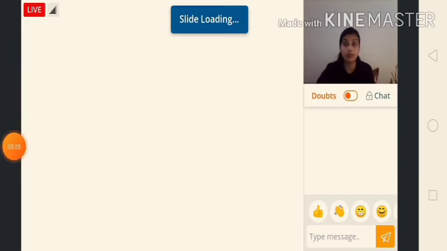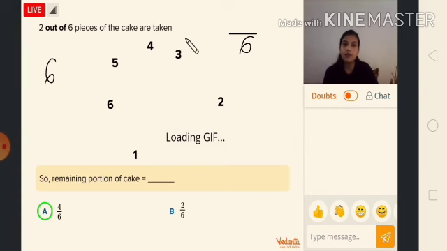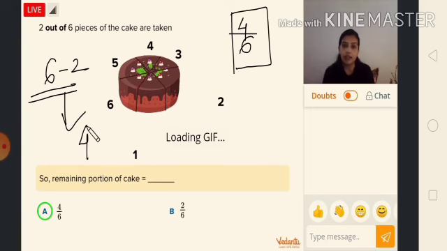Okay, 4/6. Why is it 4/6, students? Because the complete cake is divided into 6 equal portions, and out of 6 portions, we have already taken 2. That means 6 minus 2 is what is left. So how many are left? Leftover will be 6 minus 2, that is 4. It is 4/6. That will be the fraction for the remaining cake. The question is the remaining portion, so it is option A, not option B.